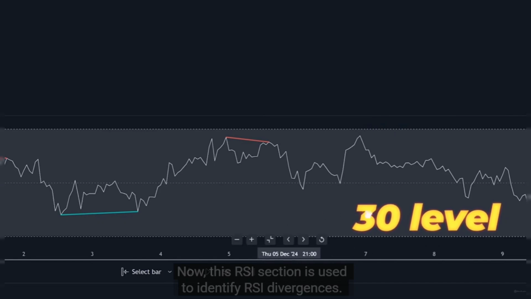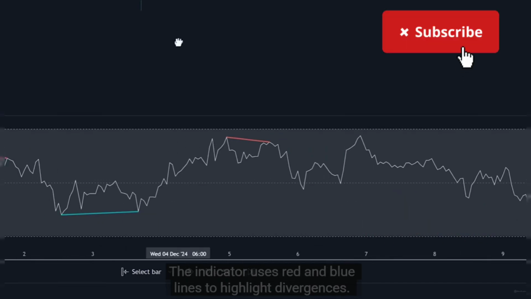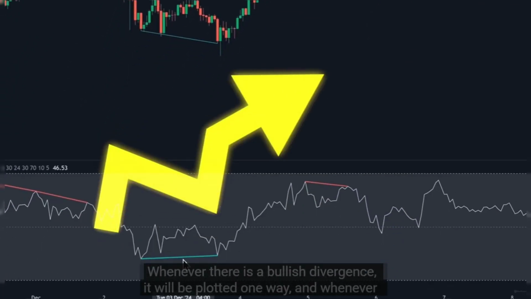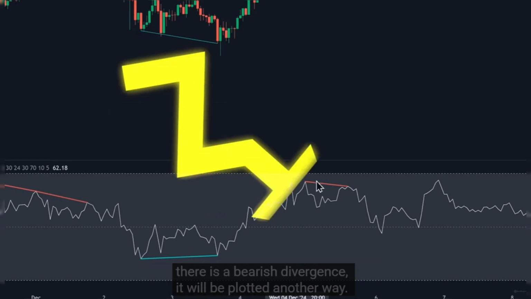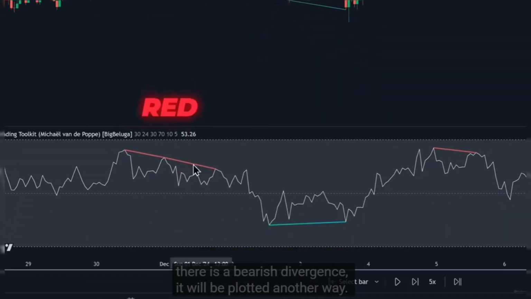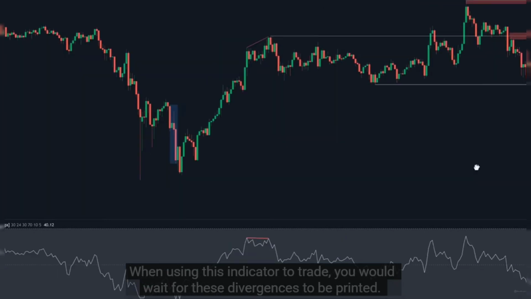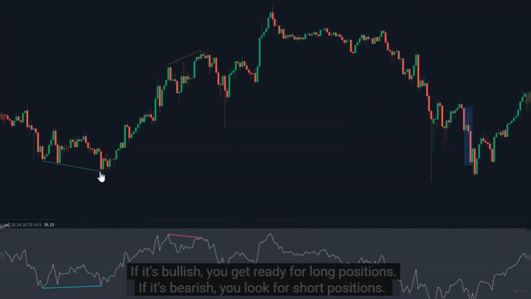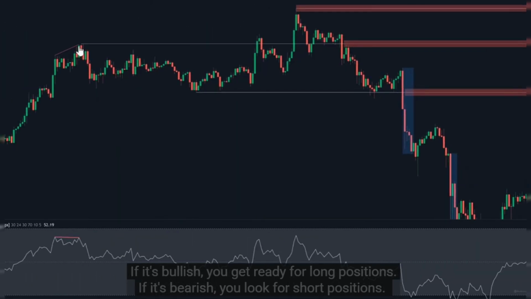Now, this RSI section is used to identify RSI divergences. The indicator uses red and blue lines to highlight divergences. Whenever there is a bullish divergence, it will be plotted as a blue line, and whenever there is a bearish divergence, it will be plotted as a red line. When using this indicator to trade, you would wait for these divergences to be printed. If it's a bullish divergence, you get ready to take long positions, but if it's a bearish divergence, well, you're going to be looking to take short positions.